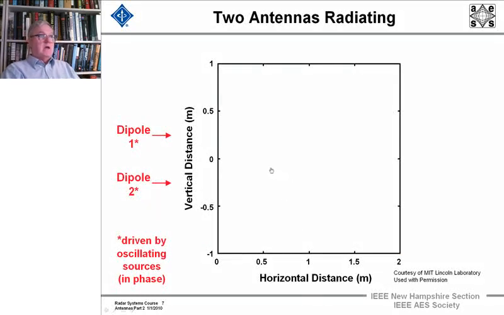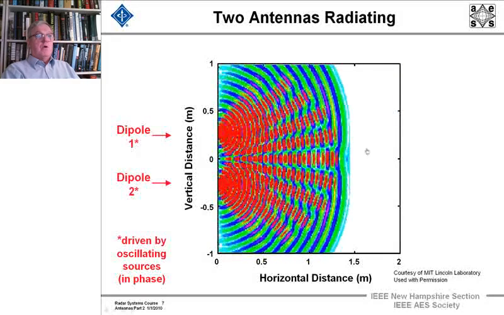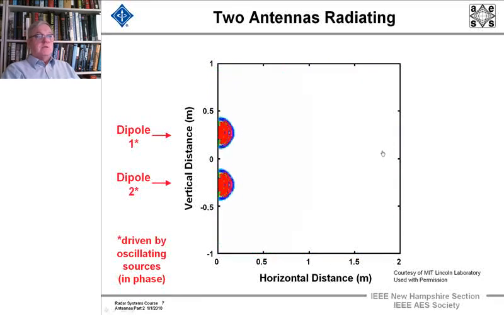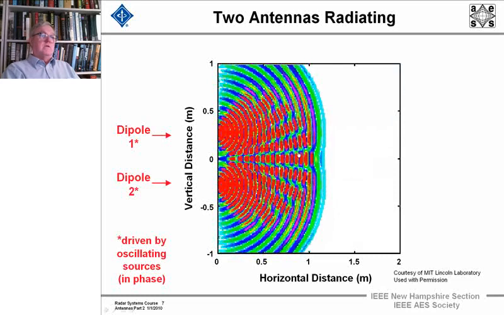Now this video shows you if we have two dipoles radiating, as we move off into the distance, they move off, and you can see there's a set of destructive and constructive interference that appears with the different wave fronts. And that's just what's going to happen with phased arrays. Only this is a two-dimensional version.